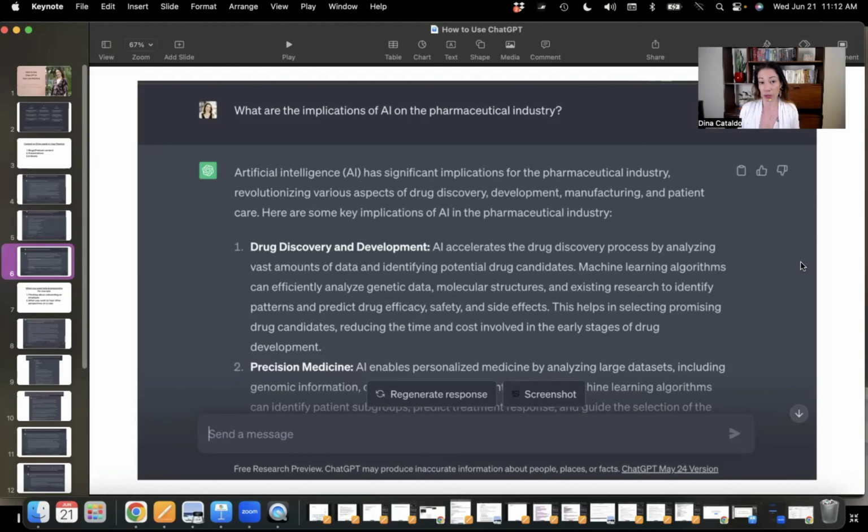I want to look for articles that are saying these things. I want to have citations because I don't want to completely rely upon ChatGPT for my information. But what it does do is it starts outlining things and letting you know that, yes, there are implications and there are aspects of drug discovery, development, manufacturing, patient care, and it goes on and on. So you want to just use this as your starting point for creating something even better.